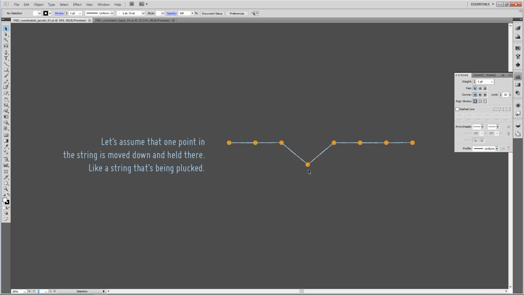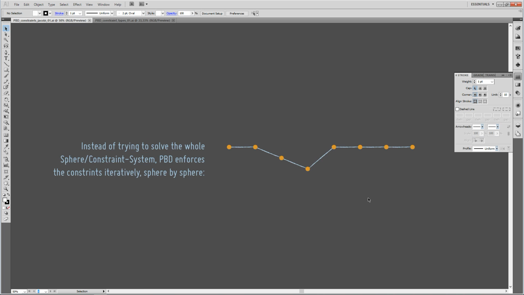And it really doesn't look like what you'd expect from a string that is pulled downward, because what you'd expect is more like this shape here, like a triangle connecting those points in a line and those points in a line. So instead of trying to solve the whole system of springs and points that makes up our virtual string here, what position-based dynamics does is it enforces the constraints iteratively, sphere by sphere or point by point.